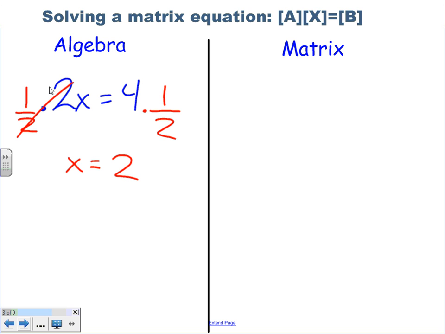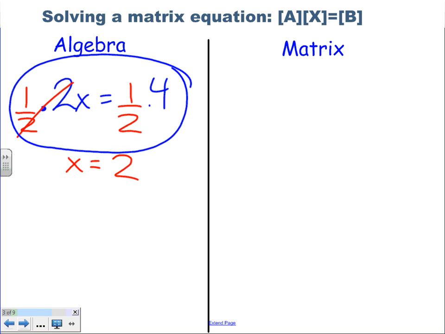Now, the only thing that's different about matrices is order does matter. So instead of putting the 1/2 here, what I'm going to do is put the 1/2 first, followed by the 4. And again, we get the exact same answer. So this is the principle that we're going to use in solving matrices.